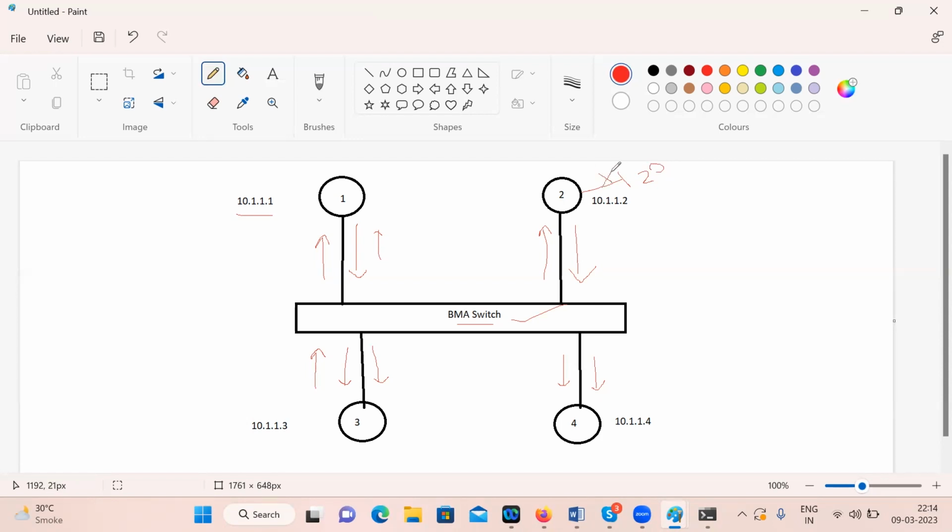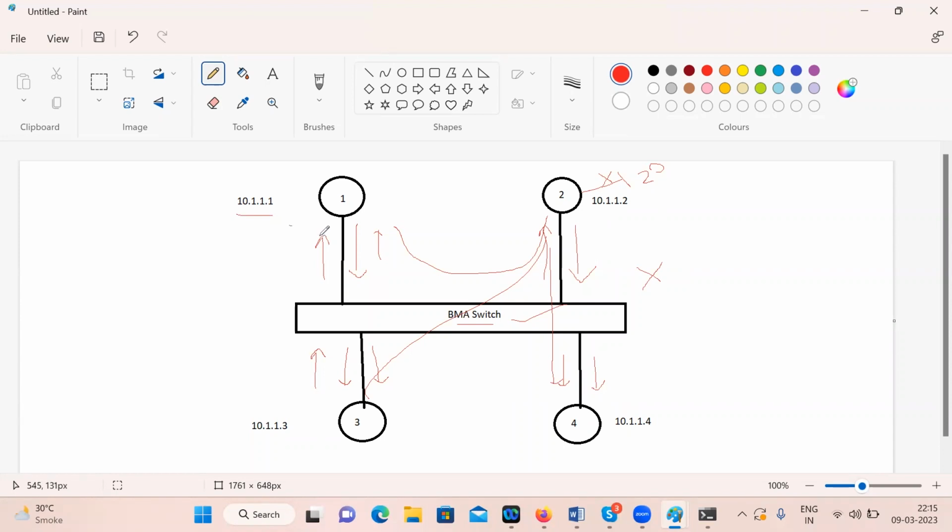To whom will it inform? It will inform every neighbor. Router 2's neighbor is router 1, router 3, and router 4 also. What do you think, will this process end over here? No, this process will not end over here.